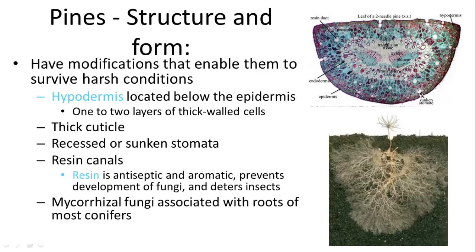They have recessed or sunken stomata. You can see those here. You can see the cuticle. They have resin canals, and resin is important as an antiseptic and aromatic. So that's what provides the smell, the pine fresh smell. It prevents the development of fungi and organisms that are going to harm them, and also keeps insects away.